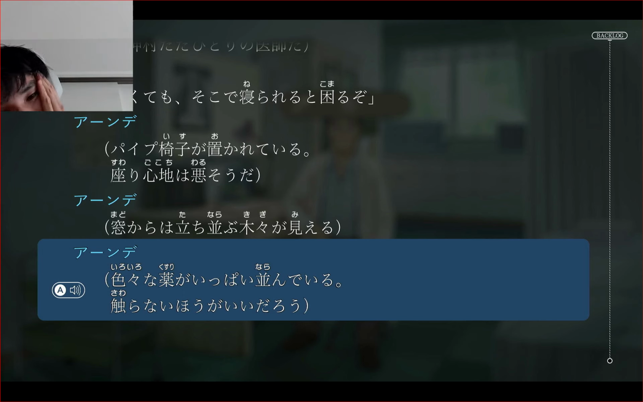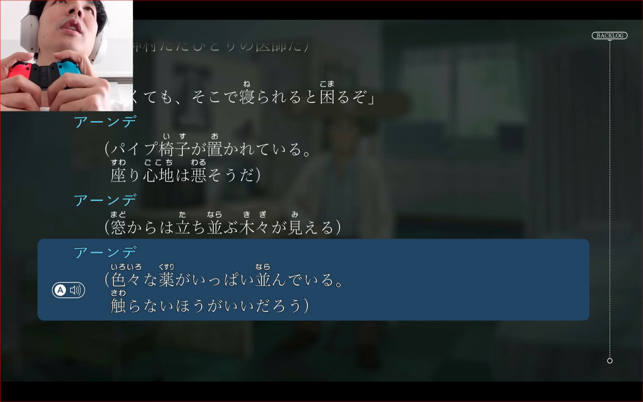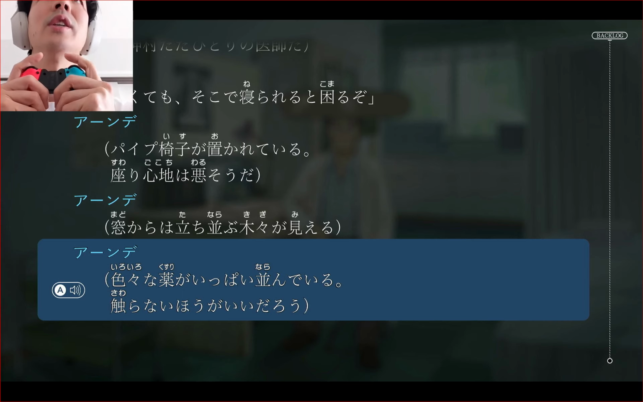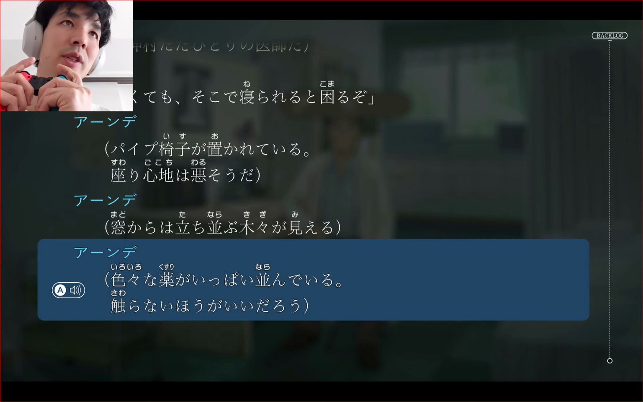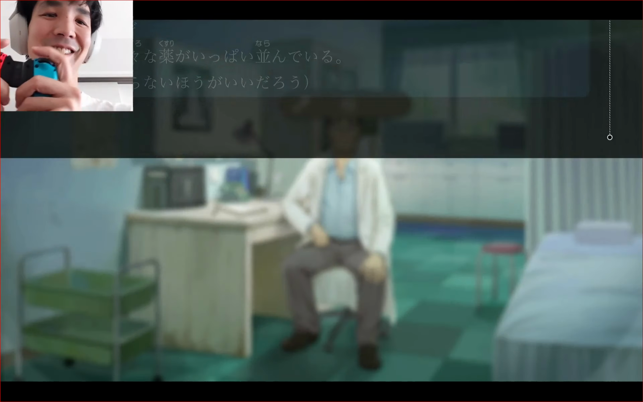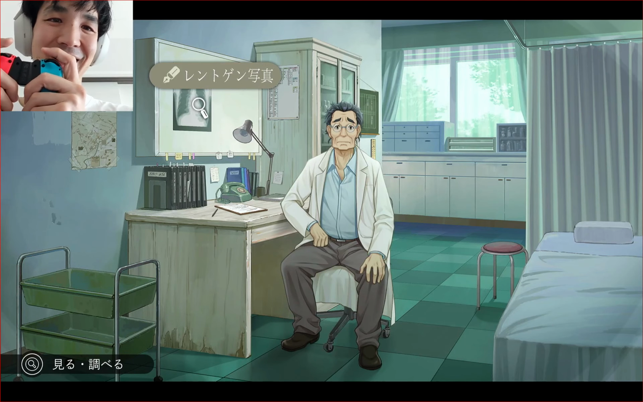いろいろな薬がいっぱい並んでいる。触らない方がいいだろう。Okay, I can't do shadowing. Give up.